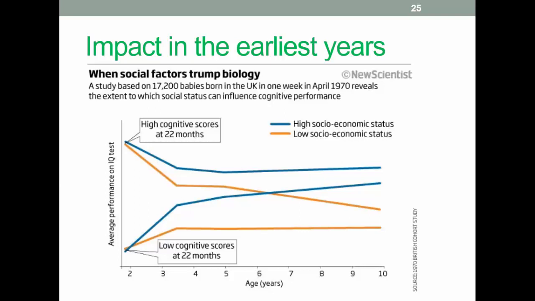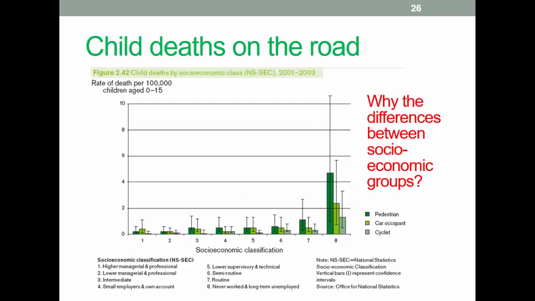This was another graph which was seen quite widely when the first Marmot report was produced. It's a little bit complicated, but what it's saying basically is that children who have low cognitive scores at 22 months of age, but who grew up in families of high socioeconomic position, improve their relative scores as they approach the age of 10. However, the relative position of children with high scores at 22 months, but who grew up in families of low socioeconomic position, worsen as they approach age 10. Which again is some pretty stark data. Here's another impact of socioeconomic status on child deaths on the road, and a question for you to have a think about. Why the difference between socioeconomic groups?